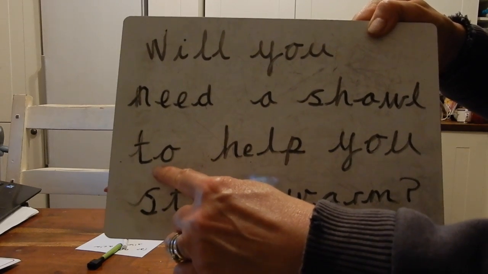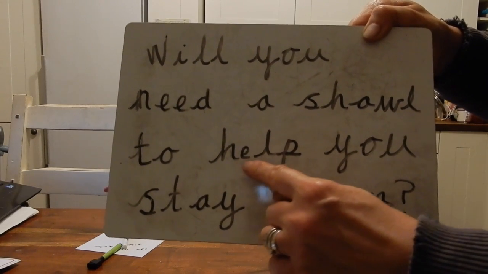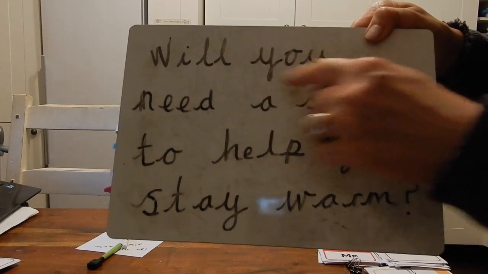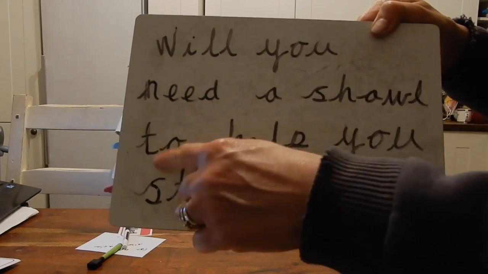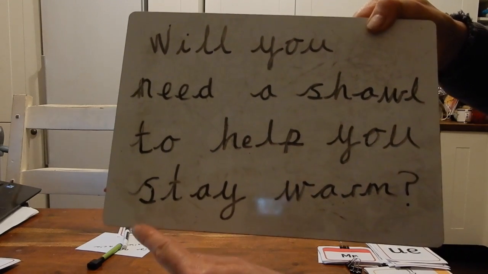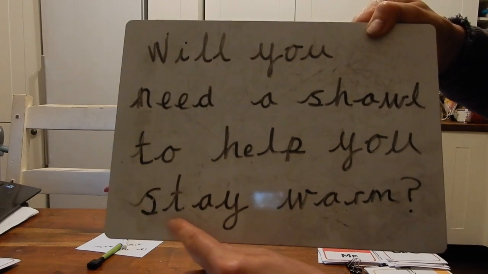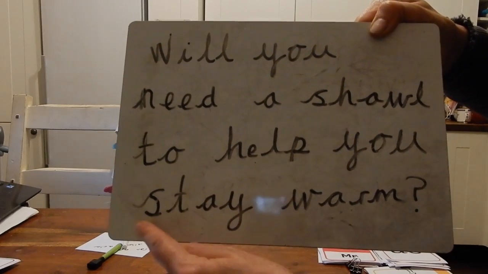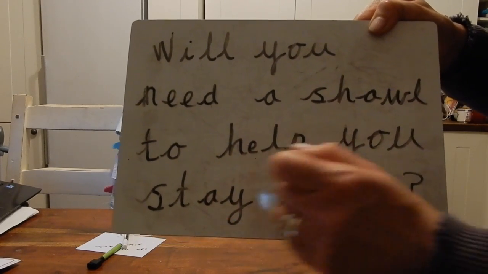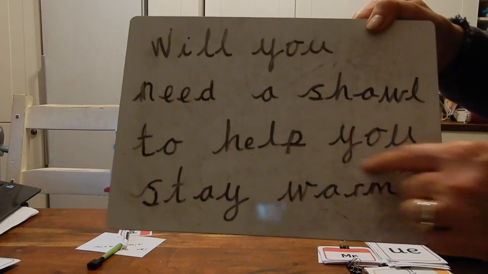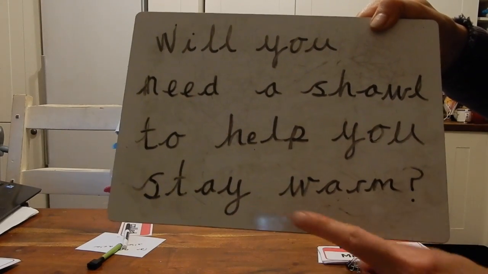Common exception word 2, help. Will you need a shawl to help? Common exception word you. 2 sounds close together, st, st. And there's that phase 5, a sound, st, a. Will you need a shawl to help you stay?